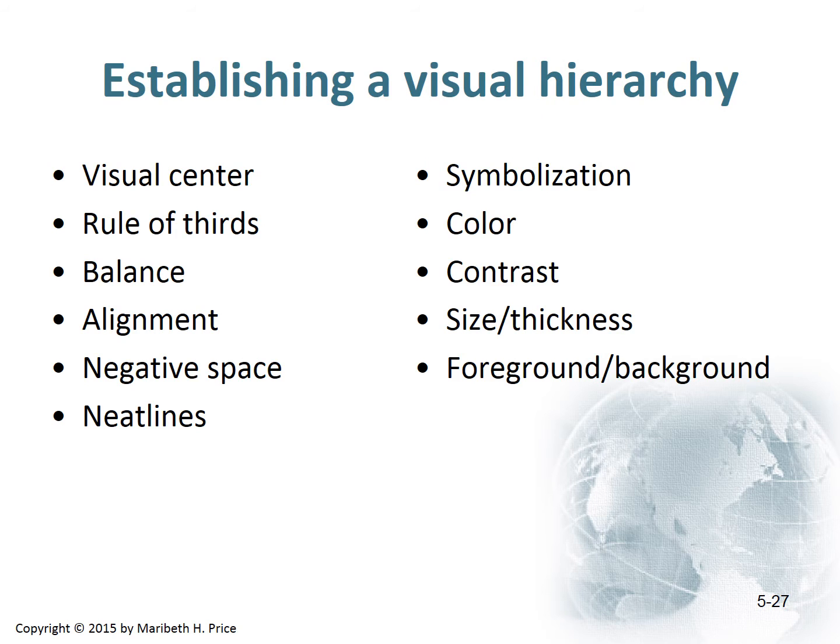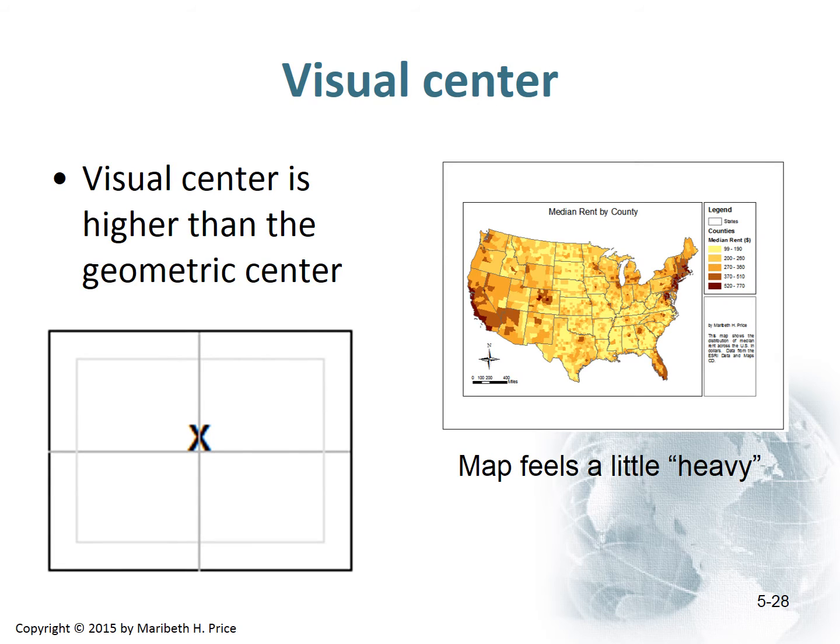So establishing a visual hierarchy involves visual centers, rule of thirds, balance, alignment, negative space, neat lines, symbolization, color, contrast, size, thickness, foreground, and background. They're all important components, so we're going to talk about them a little bit. The visual center is higher than the geometric center. In other words, where you look at in a map isn't exactly the middle of the map, if that makes sense.